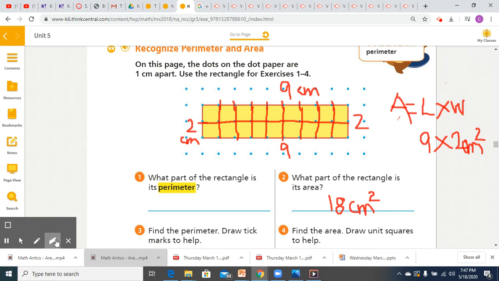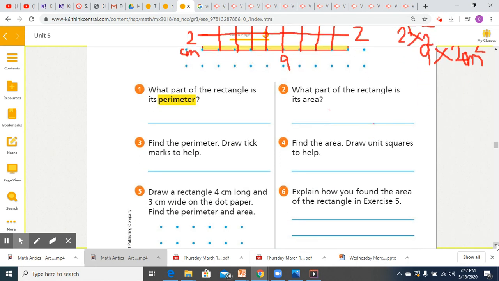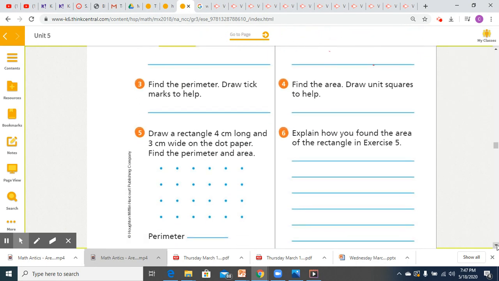so your job is going to be, now that you understand how to do this, to work on exercises 5 and 6. Okay, and exercise number 5 is asking you to draw a rectangle that's 4 centimeters long and 3 centimeters wide on this dot paper. And then you're going to find the perimeter and the area.